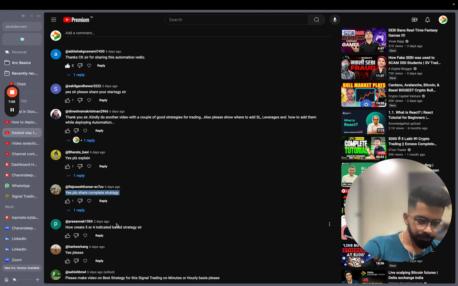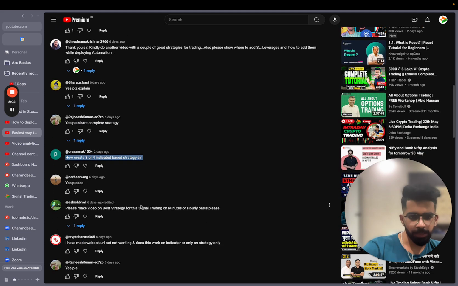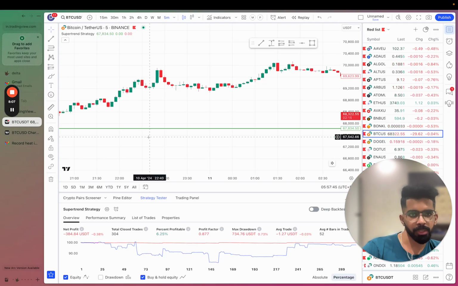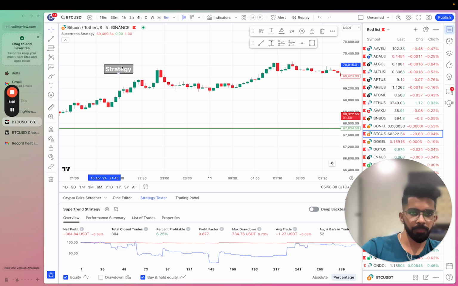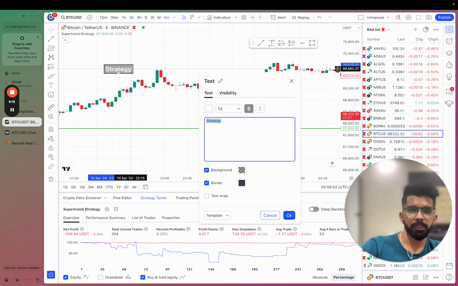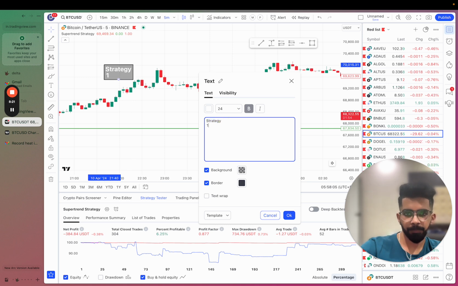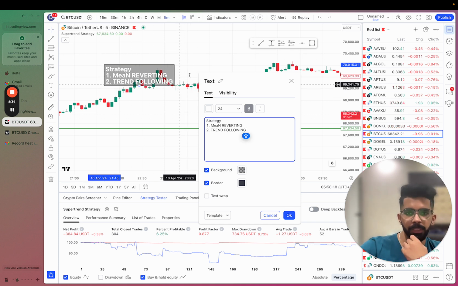Okay, so I'll just tell you examples of a few strategies which we can run based on the market conditions. Okay, so let's discuss them here. Now whatever strategy you can have will be of two types. Okay, one type of strategy will be mean reverting and the other type of strategy will be trend following. Now what does trend following mean? What does mean reverting mean?